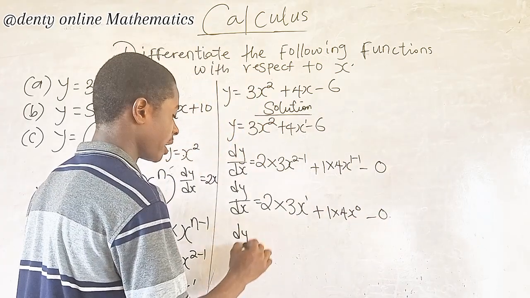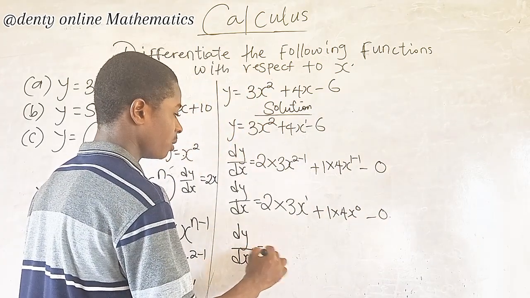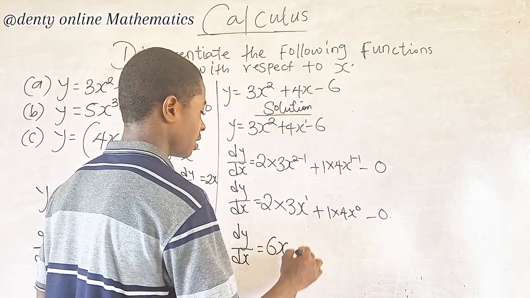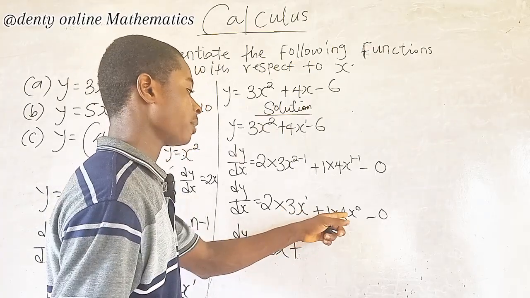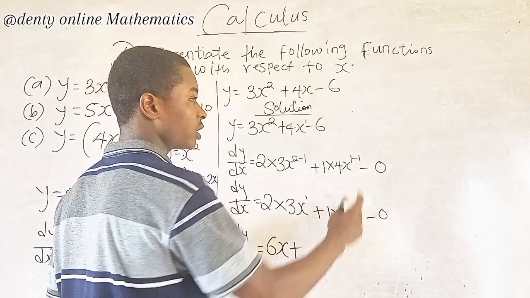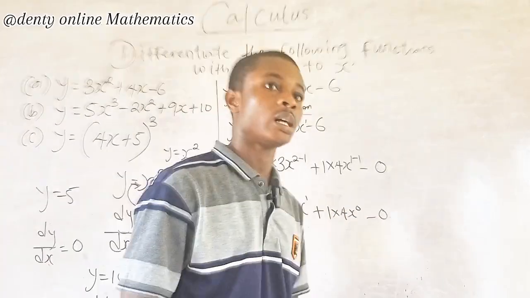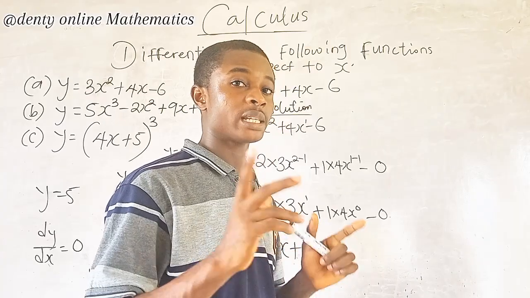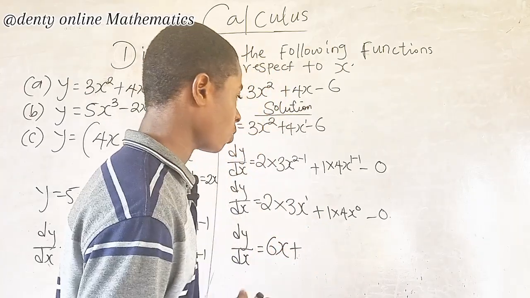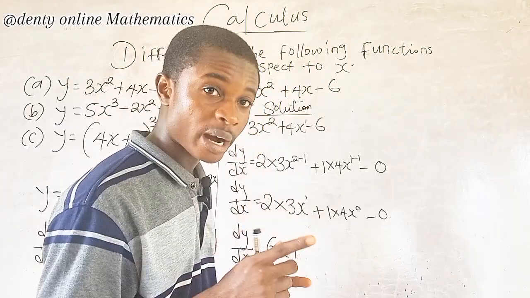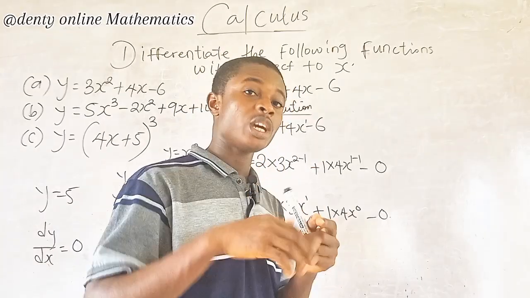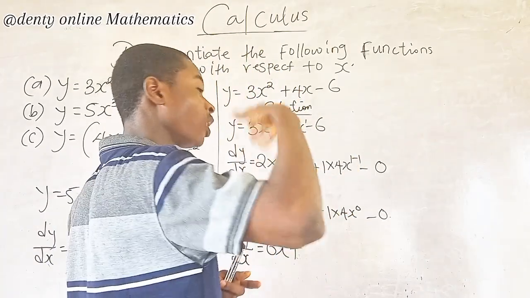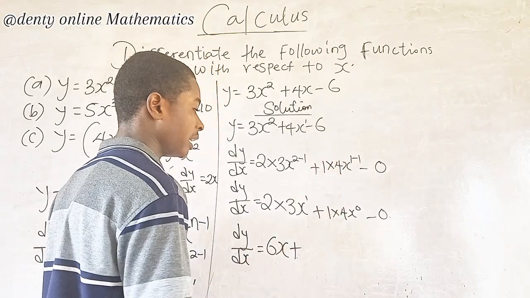So my dy over my dx will be equal to 2 times 3x, which gives us 6x, plus 1 times 4. Now x is raised to the power of 0, and we know that in indices, a number raised to the power of 0, except 0 itself, is equal to 1. Any number apart from 0, any number at all apart from 0, that is raised to the power of 0, is regarded as 1.